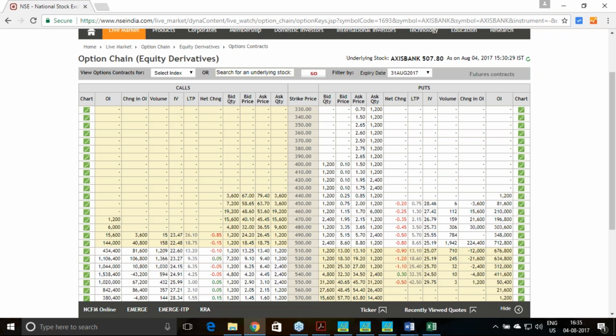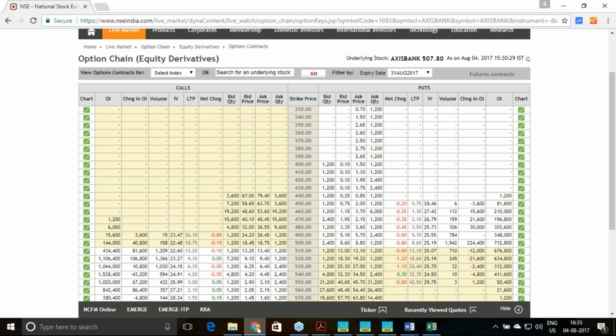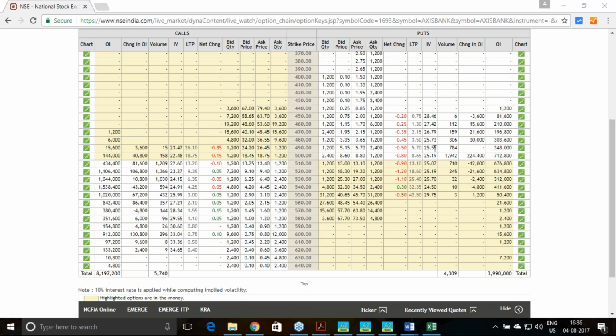And after 505, if it reverses and goes to 516, then you have to book a stop loss and come out. One very good question is being asked by SM Suraj: What is the importance of IV in our strategy? What is the importance of implied volatility while forming the strategy?